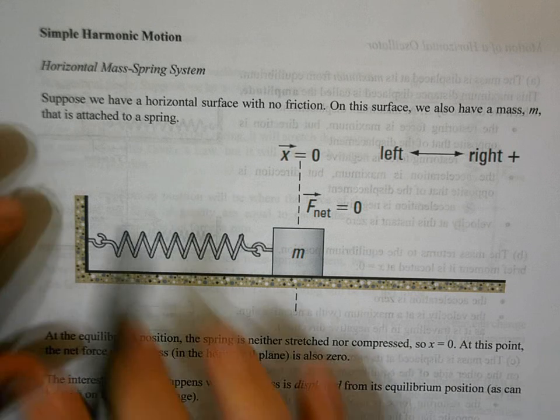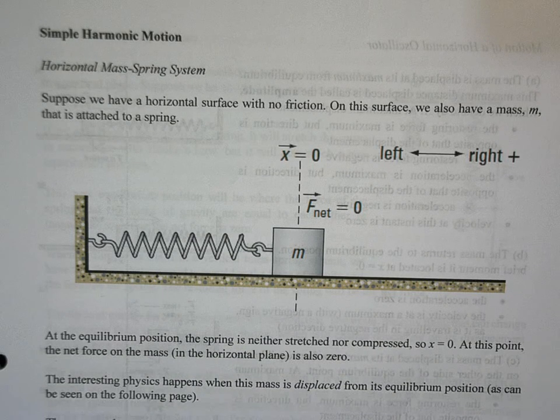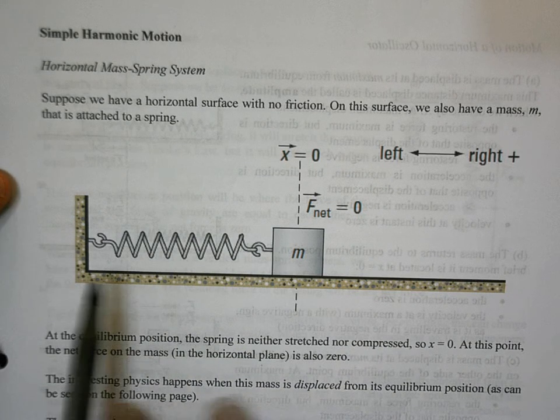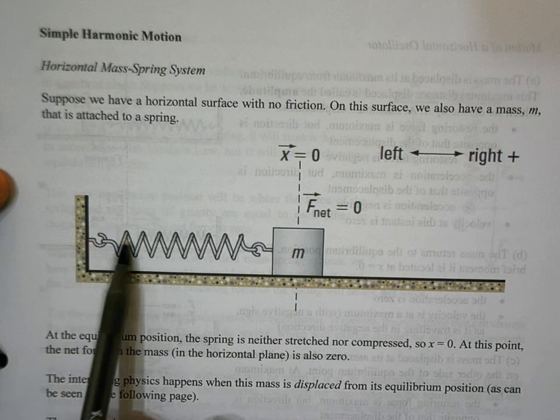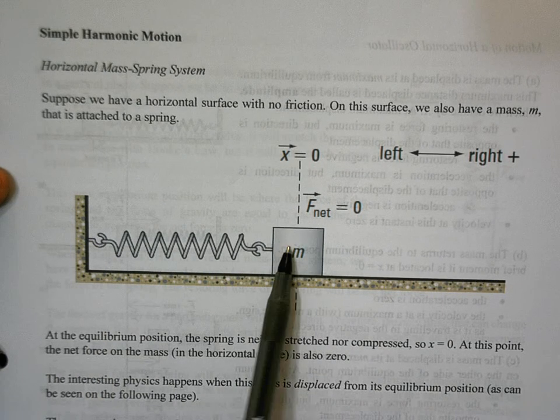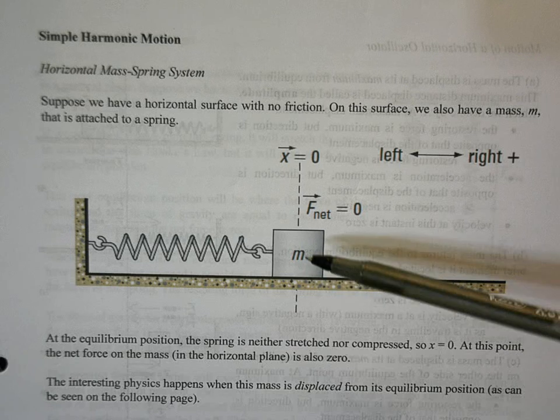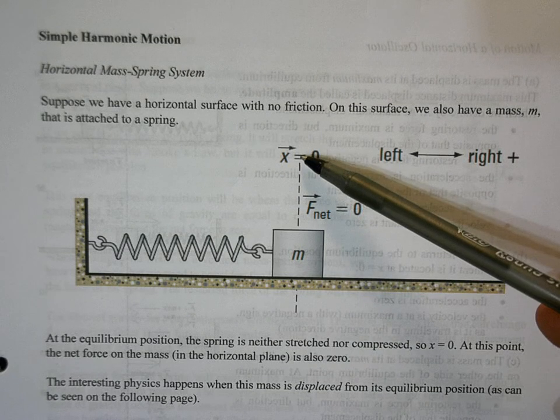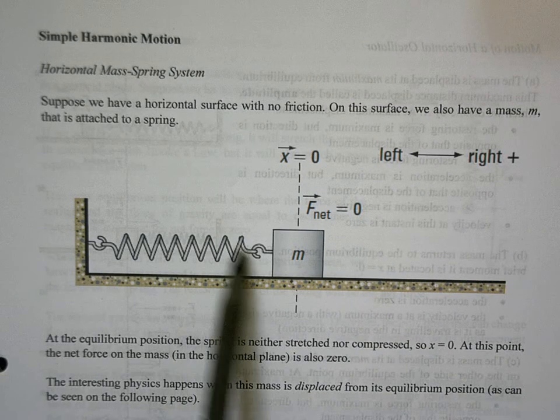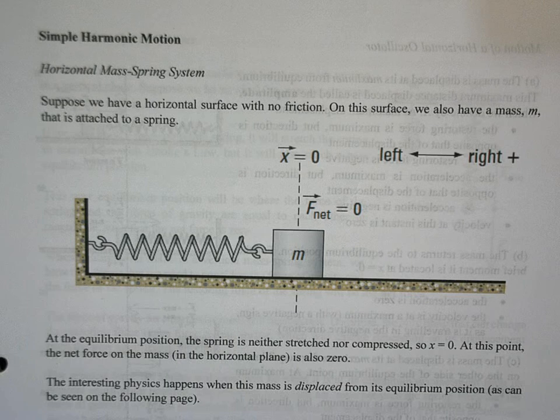Alright, so let's first of all look at this thing called the horizontal mass spring system. So what we're going to have is this horizontal surface, a spring attached to a wall, and a mass on there. Now, at the start, we're just going to have the mass at the equilibrium position, so x equals 0. So the spring here is neither stretched nor compressed. So if this system's at rest, the net force in the horizontal plane is 0. Nothing interesting is going to happen.